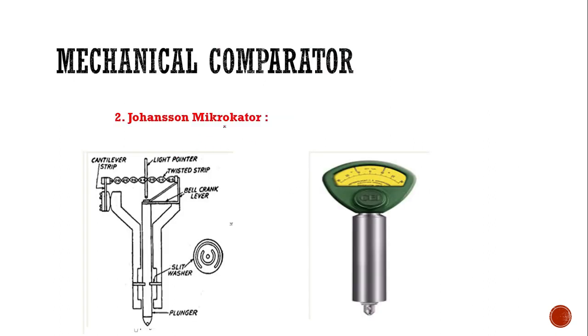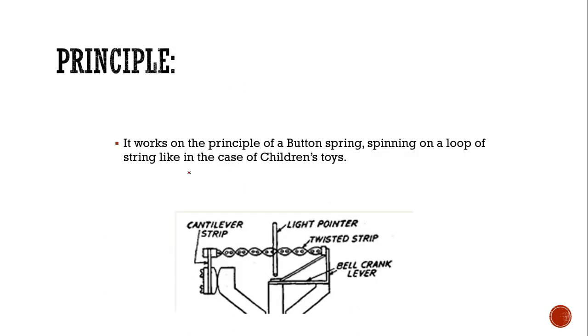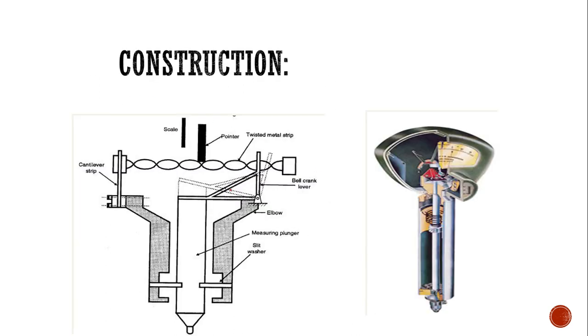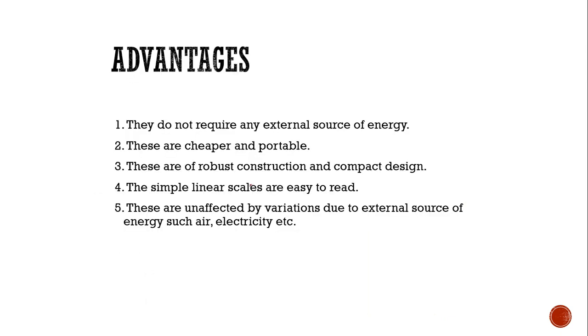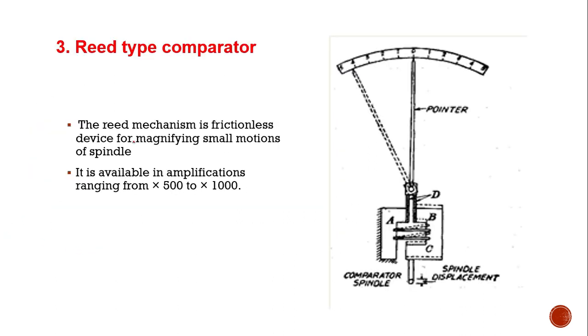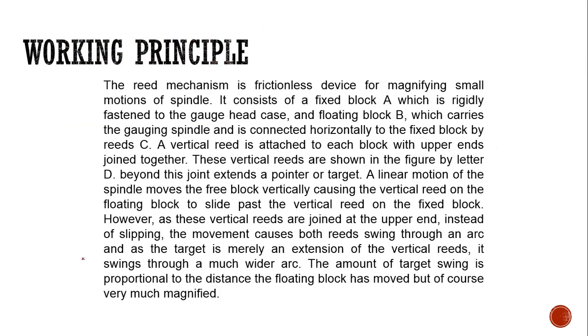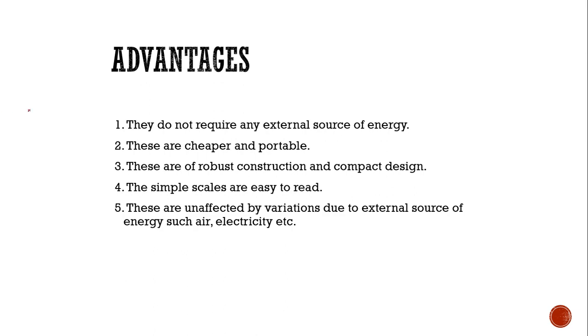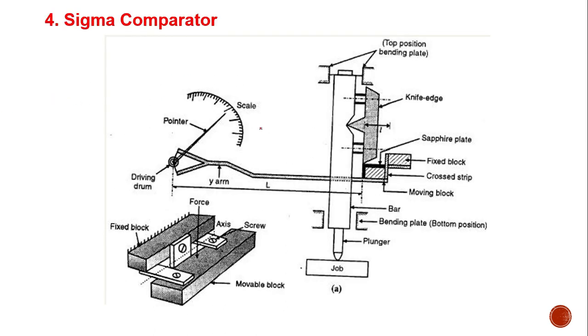We have seen its application. Then we discussed the Johnson microcator. Basically this bell cantilever mechanism is used. We have seen its working principle, construction details, its advantages and disadvantages. Then we moved towards the reed type comparators. We know that two horizontal and two vertical reeds are used. We have discussed its working principle, and different advantages and disadvantages.